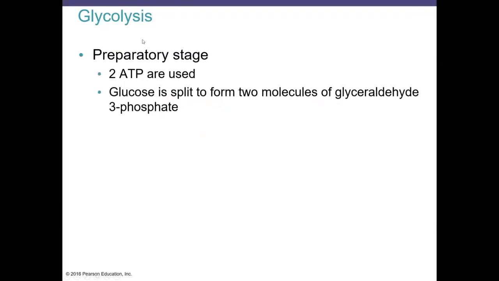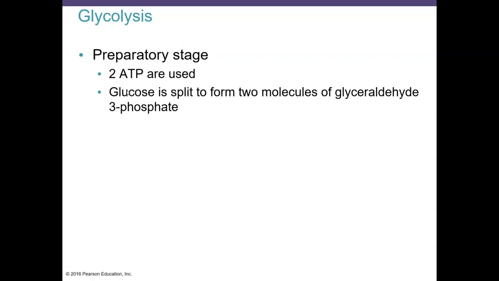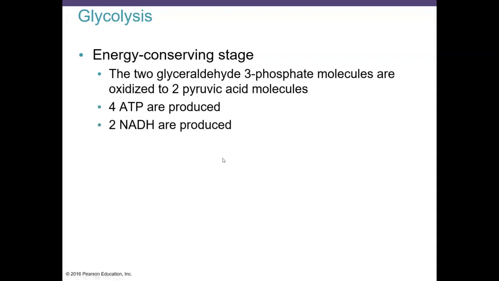So there's a preparatory stage, again, where we put in those 2 ATP, and then we split glucose, and we basically form glyceraldehyde 3-phosphate. And then in the secondary energy conserving stage, that's where we produce the 4 ATP and the 2 NADH. Now, these are going to be important, all right? These NADH molecules carry energy in the form of an electron. So when we produce these, they're not waste products, all right? These are electron carriers that could carry this electron into the electron transport chain later on. So don't think of these as waste products.